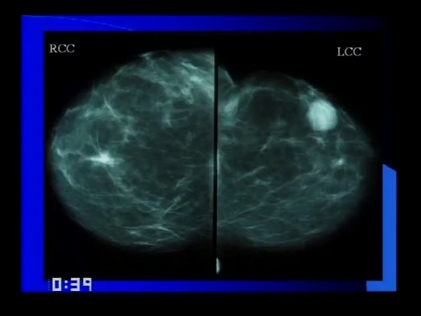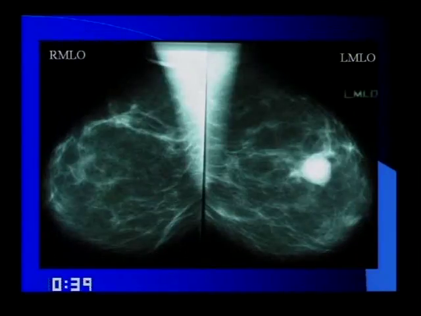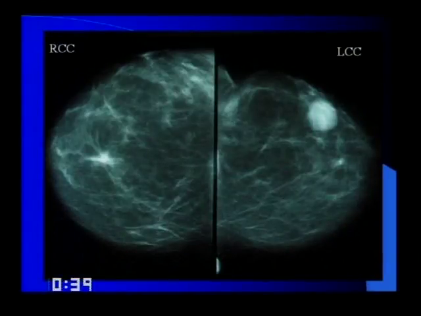I see no other abnormalities. It doesn't appear that this mass has any calcification from this exposure. I'd get a spot mag view of this mass. I can see it a little bit better on the CC view. It looks like it might be cystic.